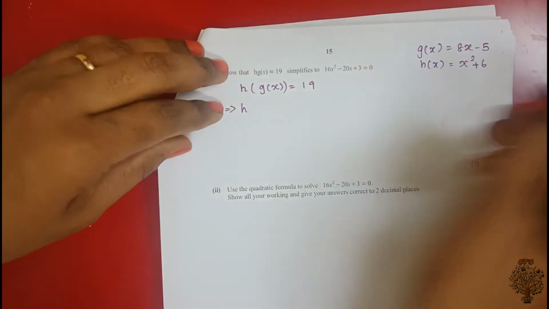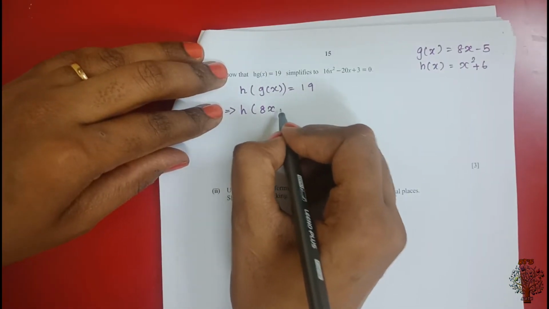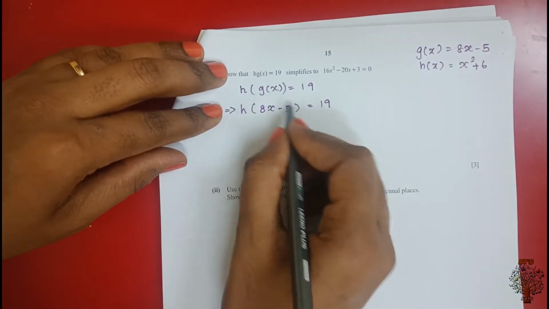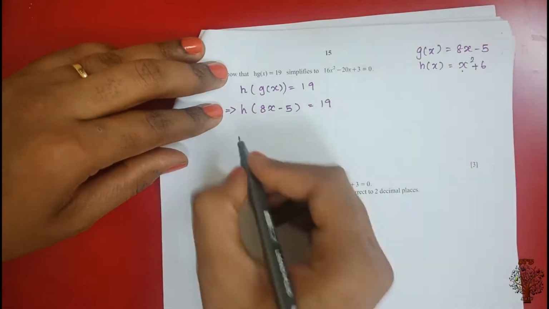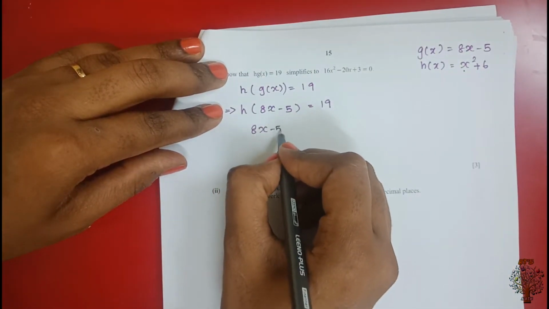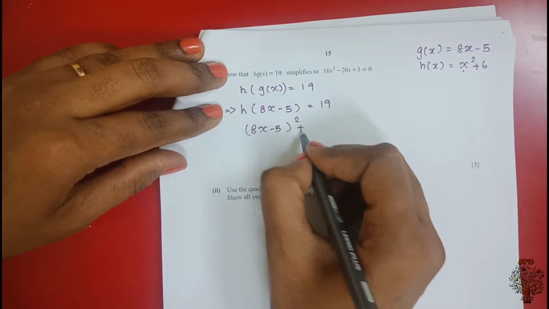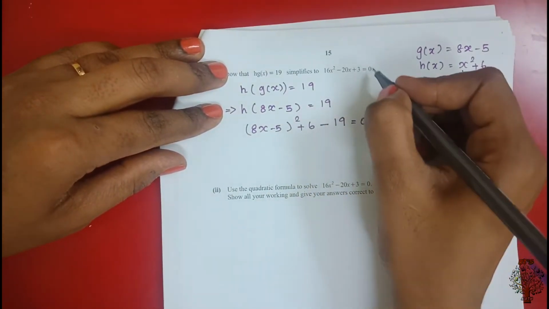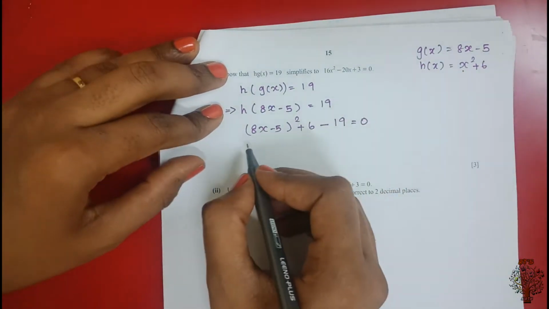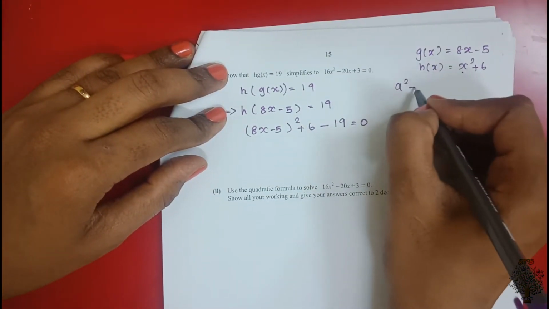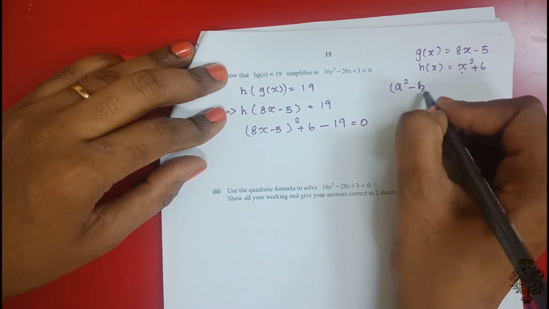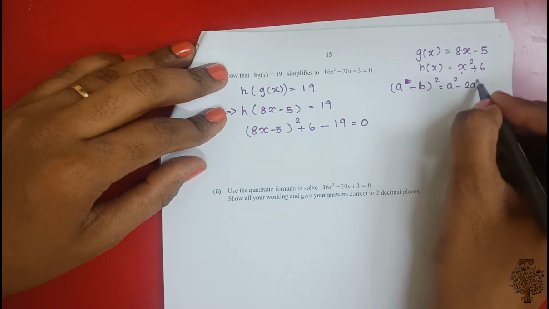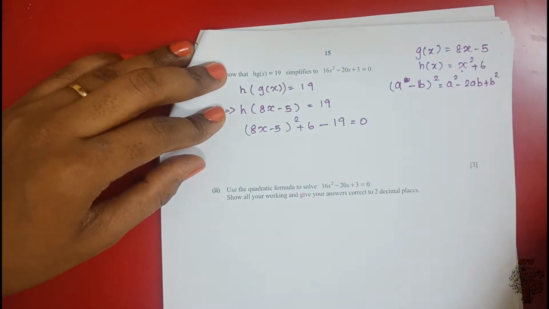I'll proceed now. I'm just writing 8x minus 5 is equal to 19. Now substitute this value in the place of x. So (8x minus 5) whole square plus 6, bring this 19 to the other side, minus 19 equal to 0, because we have 0 here. Now you will be using the formula (a minus b) whole square, which is equal to a square minus 2ab plus b square.